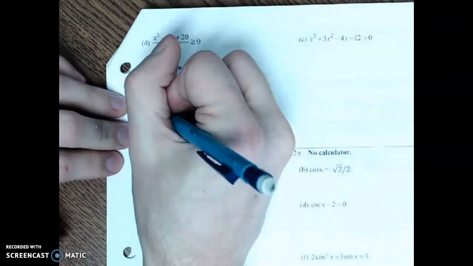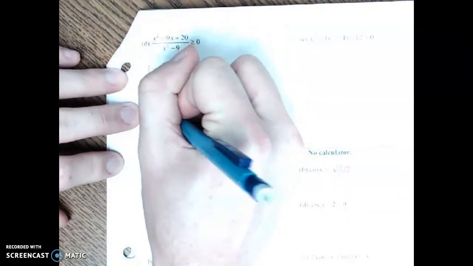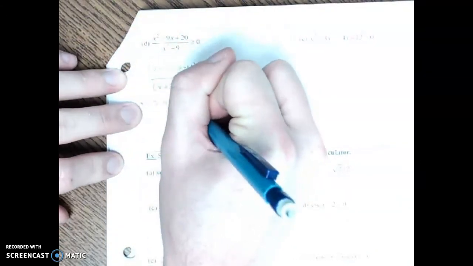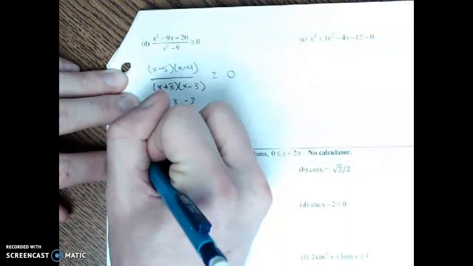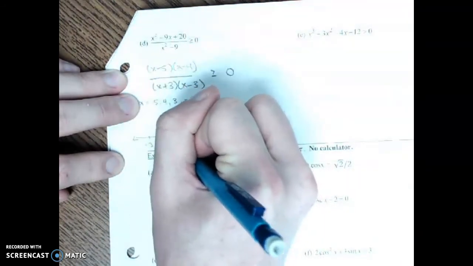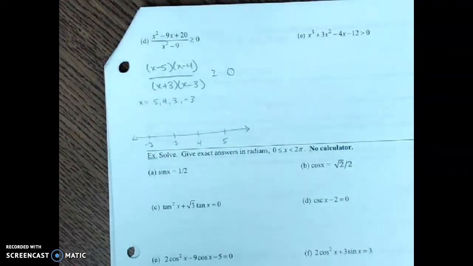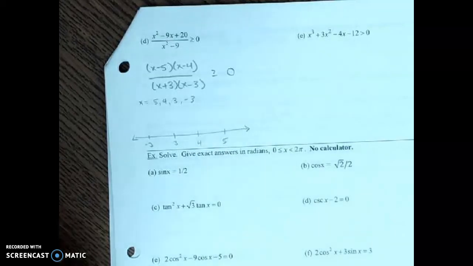Let's go list out all those special values. I'm going to have 5, 4, 3, negative 3. Make sure you get them in the correct order. Doesn't have to be to scale, right? Doesn't matter. Now here I'm going to have some differences.